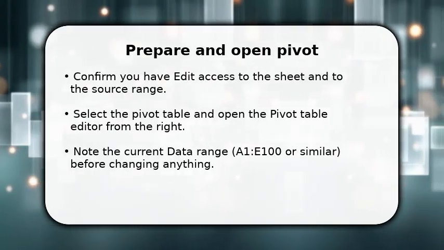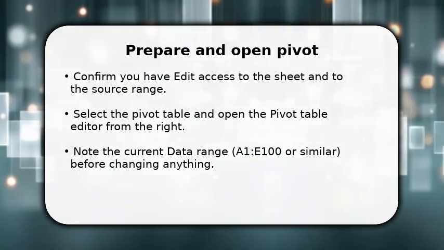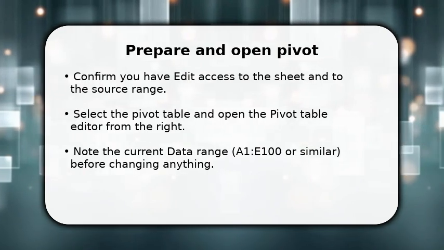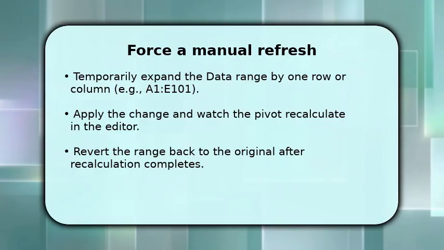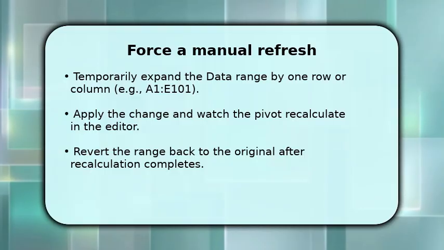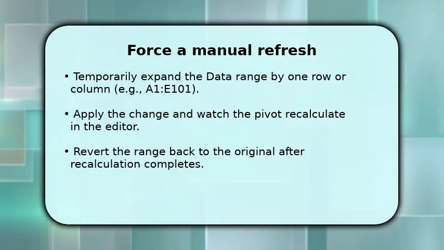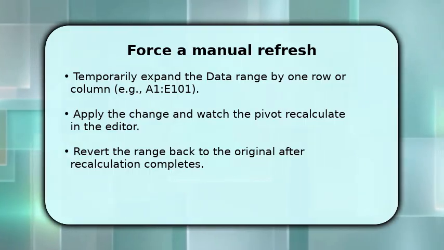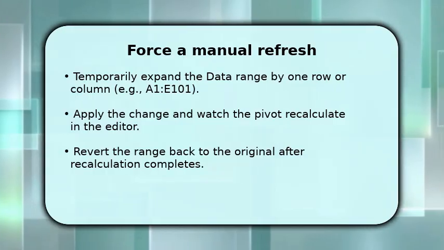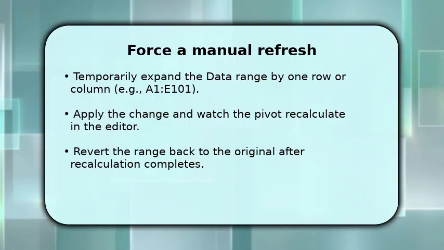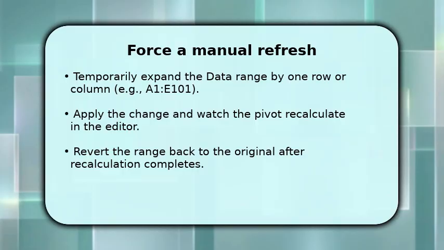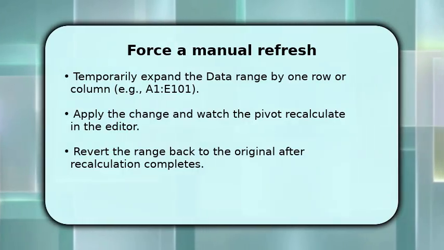Now that you know the exact range, you're ready to force a manual refresh by adjusting that range intentionally to trigger recalculation. To force a refresh, change the pivot source range so Google treats it as updated data. For example, extend the range by one row or column, A1:E101, then apply the new range. The pivot recalculates. Once recalculation finishes, revert the range exactly to A1:E100 to restore the intended scope. This works because altering the range forces Sheets' engine to reevaluate aggregated data.